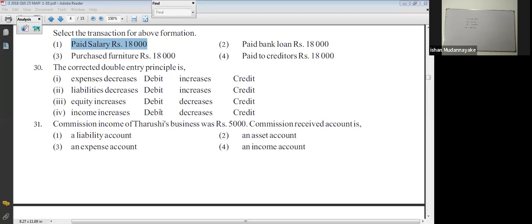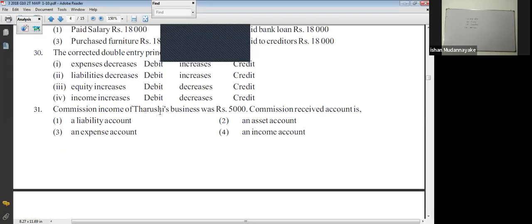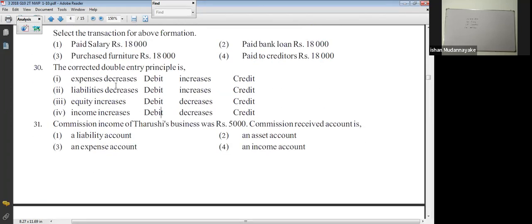Right, we will start the next question. Right, Lamai, what is the answer for question number 30? Yes, first one.